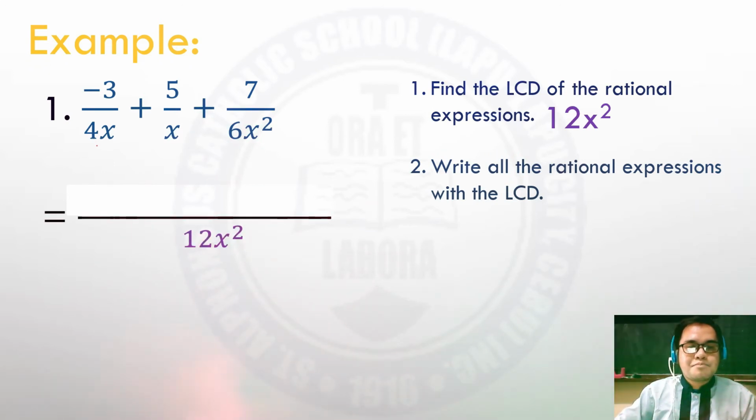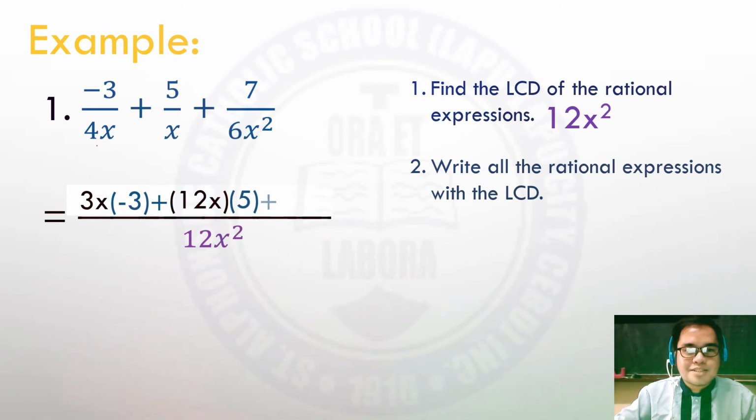So put your LCD here, and 12x squared is divided by the denominator in the first term, which is 4x, and the answer is 3x. Then multiplied by the numerator in the first term as well, which is negative 3. Okay, just follow the pattern. 12x squared divided by x, the answer is 12x, multiplied by the numerator in the second term, and that is 5. 12x squared divided by 6x squared, okay, and the answer is 2, multiplied by the numerator in the third term.